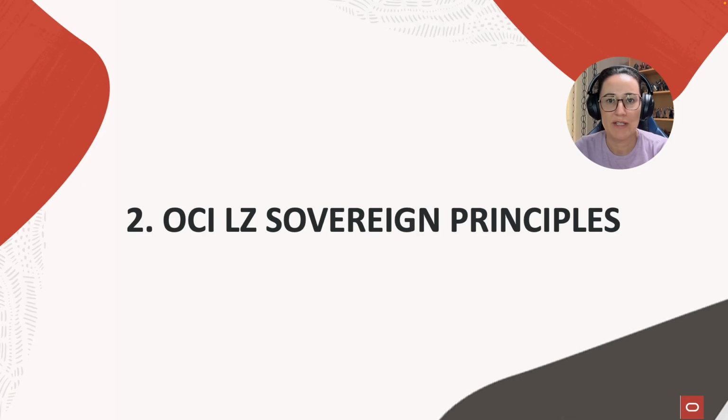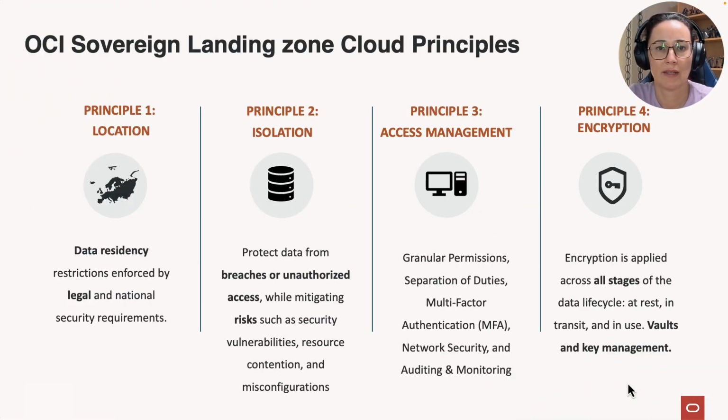Around the world, organizations and governments are moving to the cloud, pursuing flexibility and cost savings. As the cloud keeps evolving, so do the rules and the regulations around it. With OCI Sovereign Landing Zones, we can meet security and data sovereignty requirements by building on a strong, reliable foundation. Our OCI Sovereign Landing Zones are built around 4 key principles.